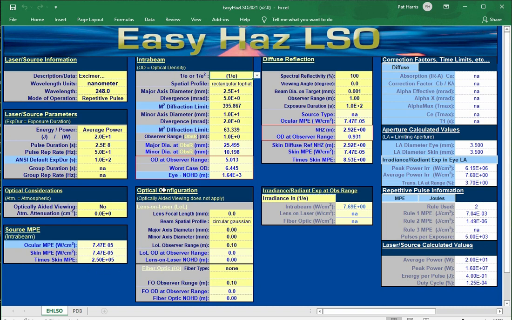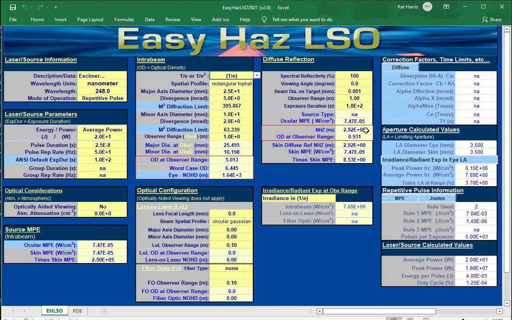Okay, let's look at the diffuse reflection. The spectral reflectivity we're going to use is 100%. Viewing angle 0, worst case. Beam on target, doesn't matter, big, small, doesn't matter. We don't have a source type here. This is outside the retinal hazard region. Same MPEs for the eye and skin for the diffuse reflection as for the intrabeam, and that's because it's running off the same exposure duration.